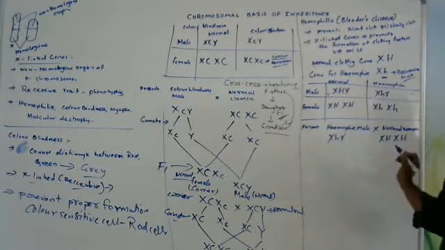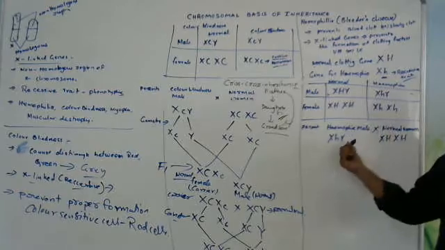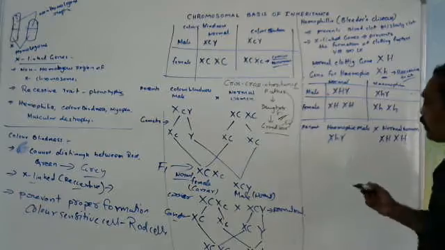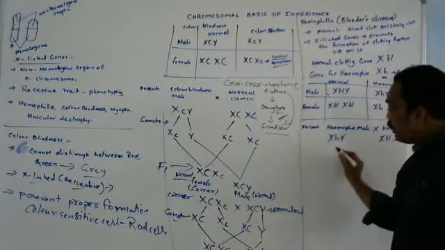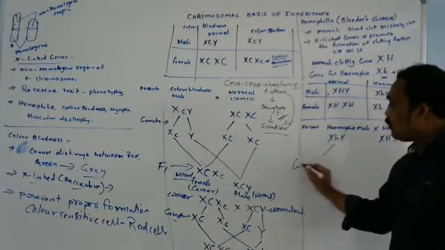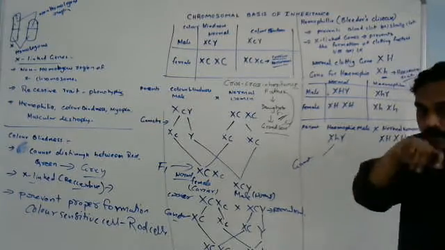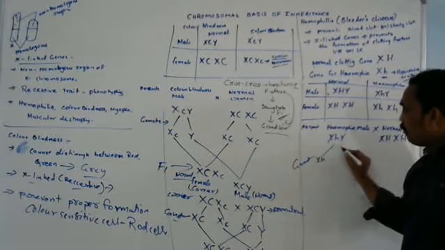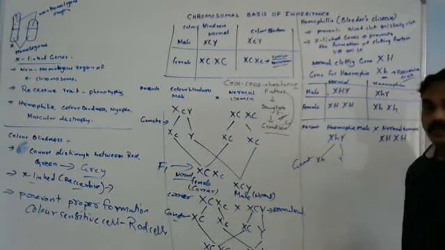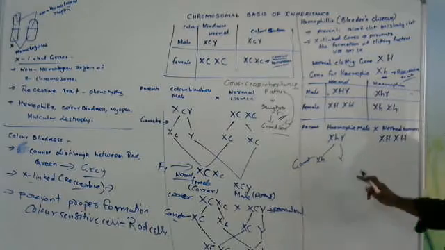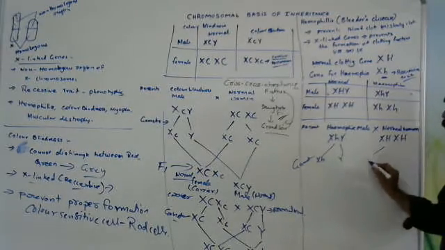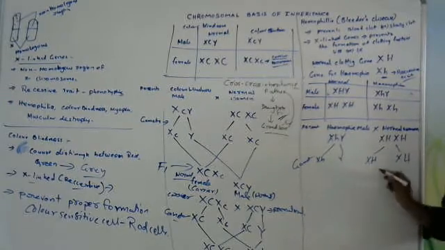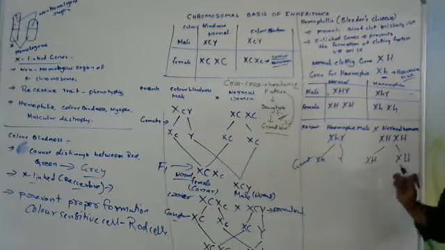So now both are married: the male who suffers with hemophilia and the normal woman, in the parent generation. In gamete formation, the male gives X small h and Y. Y doesn't have any recessive trait. The female gives X capital H and X capital H. These are the gametes, male gamete and female gamete.